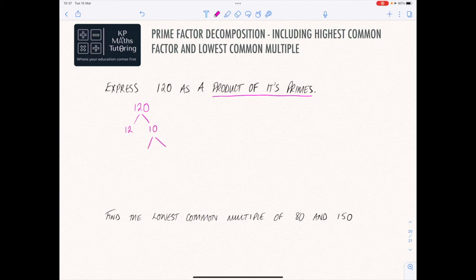And then I'm going to break down these two numbers as well, because you only stop when you hit a prime number. 5 and 2 for 10, so 5 times 2 is 10, and then 6 times 2 for 12. Now I know that 2 is a prime, I know that 5 is a prime, 2 is a prime, so I circle them. 6 is not a prime, 3 times 2 gives me 6, and these are both primes.